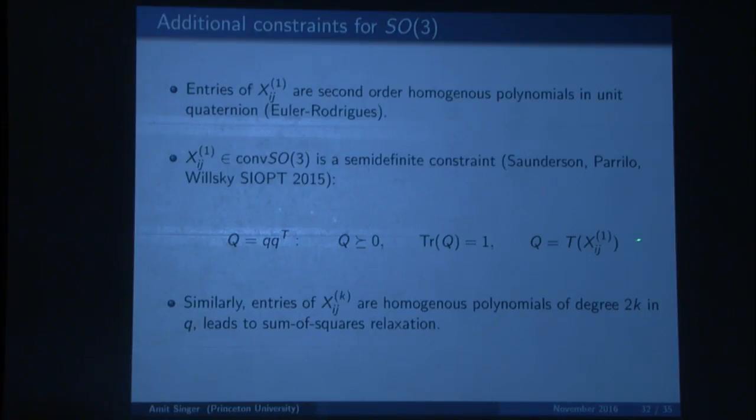And the Euler-Rodrigues formula tells you how the entries of Q, the second order monomials, and the entries of the 3x3 matrix are related in a linear way. And that's the convex hull. I mean, that's what they show in the paper. And you can do it now for every k, actually, because for the k-th order irreducible representation, the entries are homogeneous polynomials of degree 2k, just like the first order representation was of degree 2. And you can do a sum of squares relaxation. Just think of it as the cost function and everything here are just polynomials of degree 2k in the quaternion.